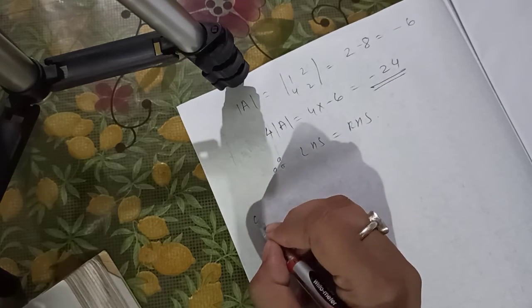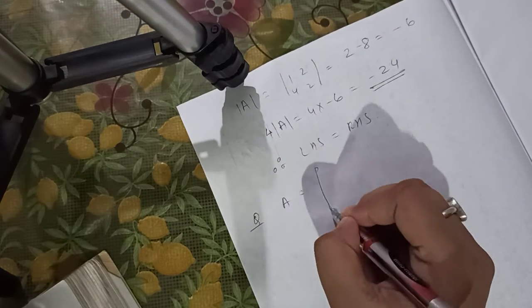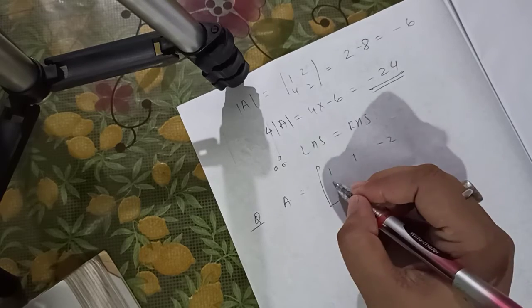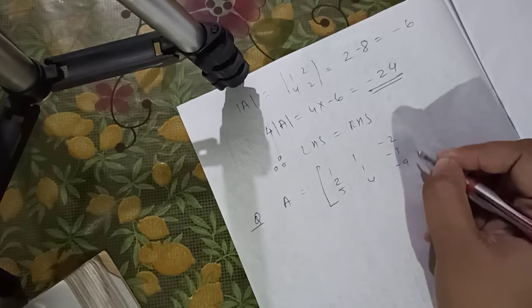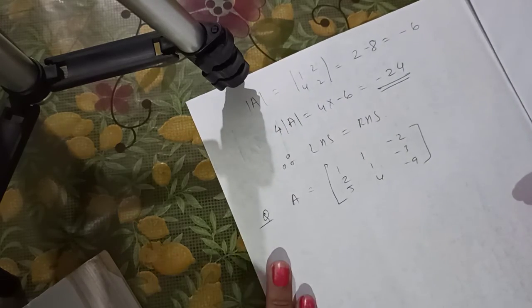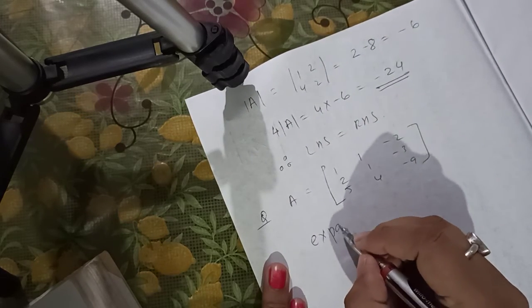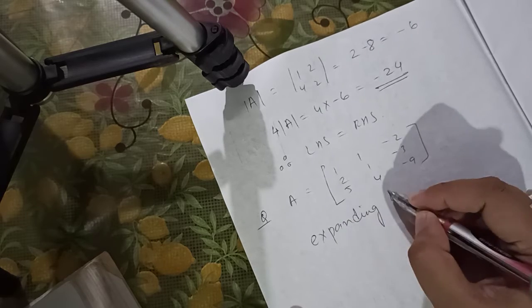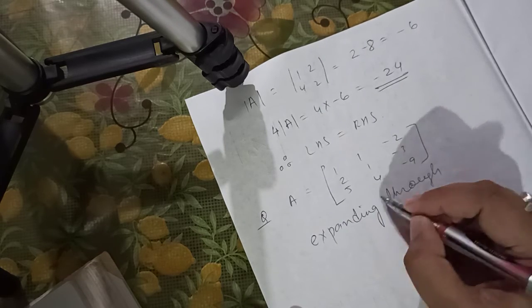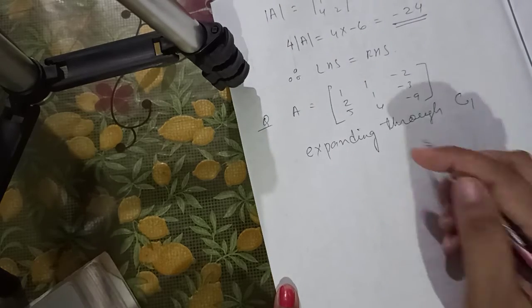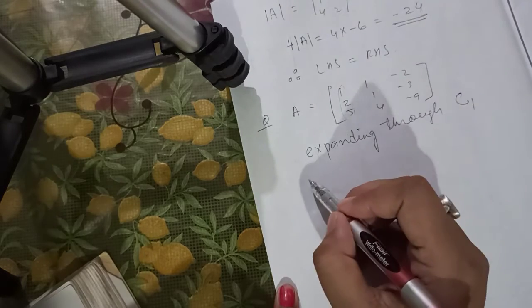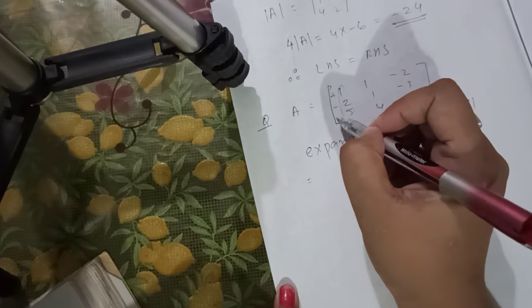Let me do one more sum for you all for 3 by 3: 1, 1, minus 2; 2, 1, minus 3; 5, 4, minus 1. Now I am expanding through column 1. You can expand any way. If you expand through any column or any row, you will get the same value. Suppose I am expanding through column 1. That means I have to focus on this column 1. This will be plus, this will be minus, this will be plus.